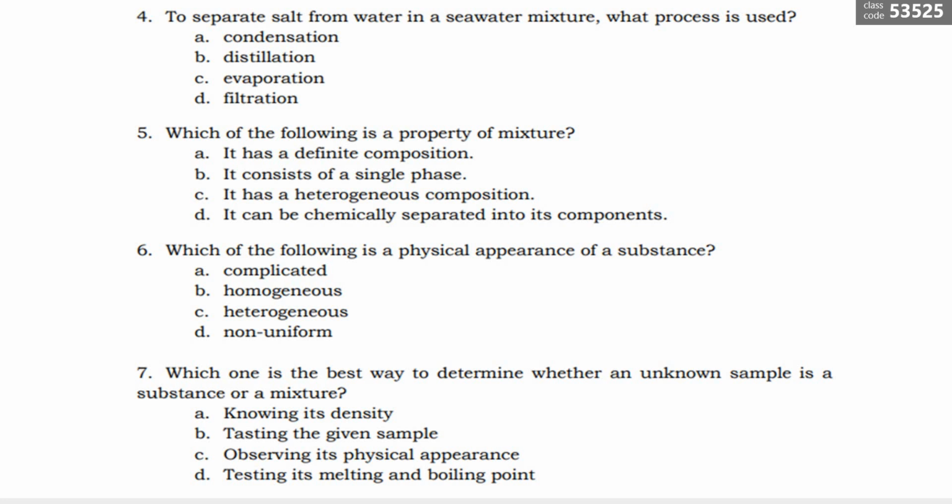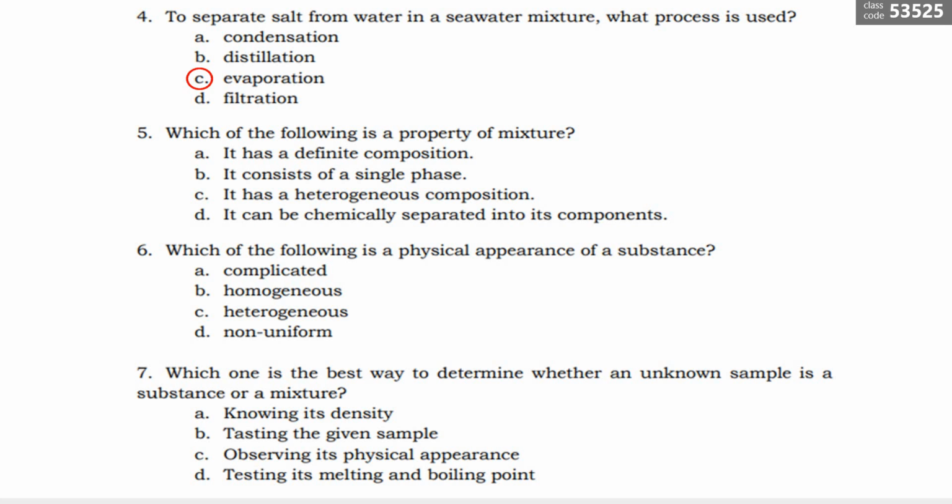To separate salt from water in a seawater mixture, what process is being used? A, condensation. B, distillation. C, evaporation. And D, filtration. Go. Okay, let us have the correct answer. The correct answer is letter C, evaporation. Let's have number 5 question.